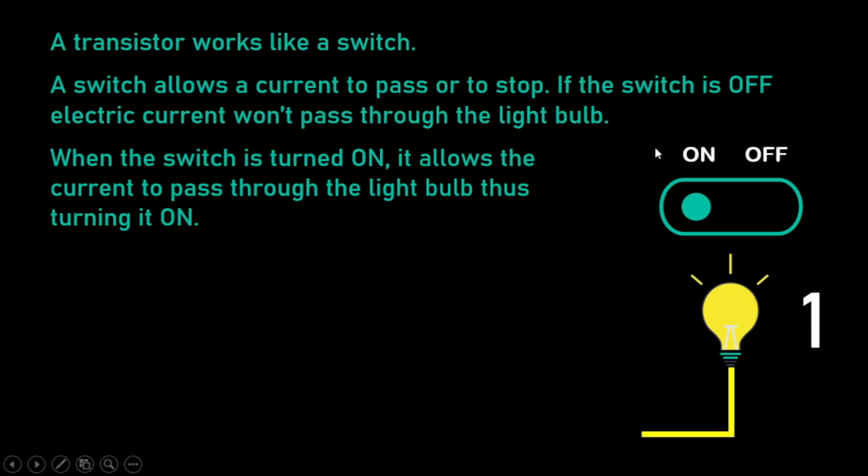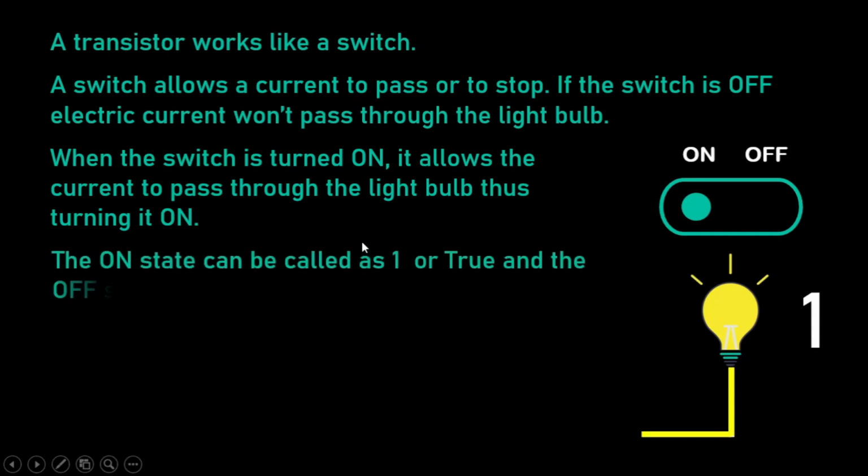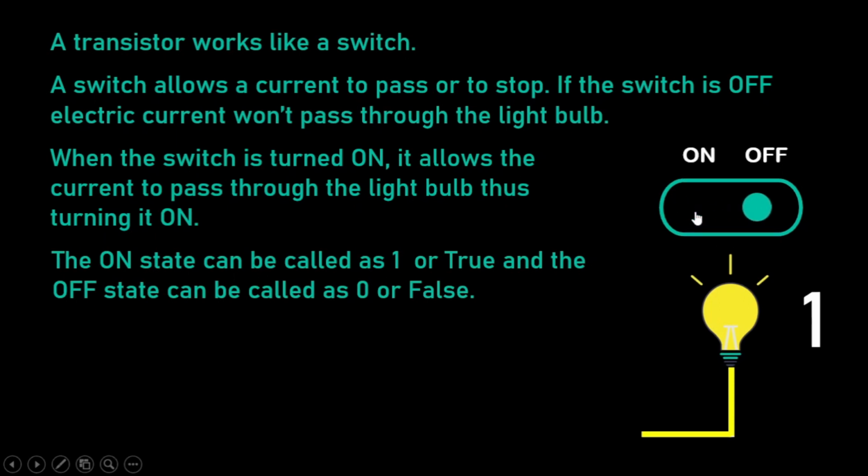We can represent this on state of the bulb with a 1. The on state can be called 1 or true, and the off state can be called 0 or false. Similarly, when we turn the light bulb off, it will switch back to the state 0.